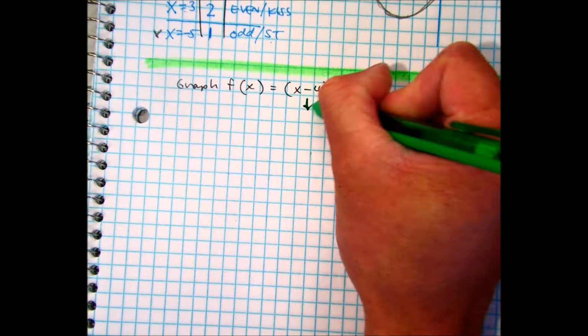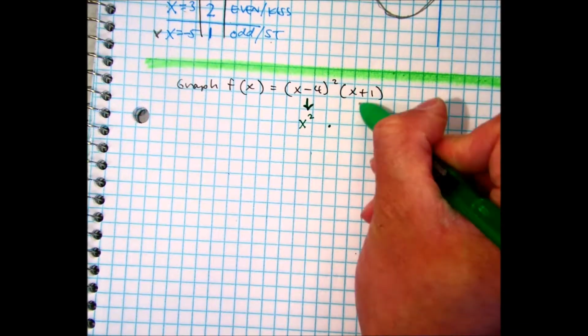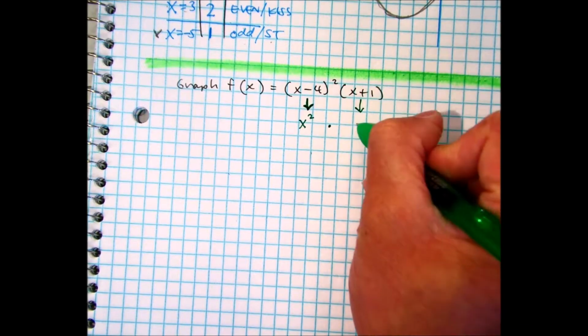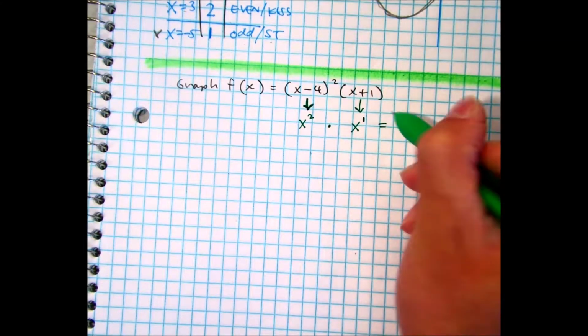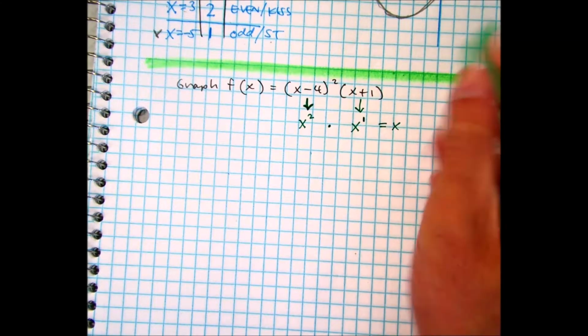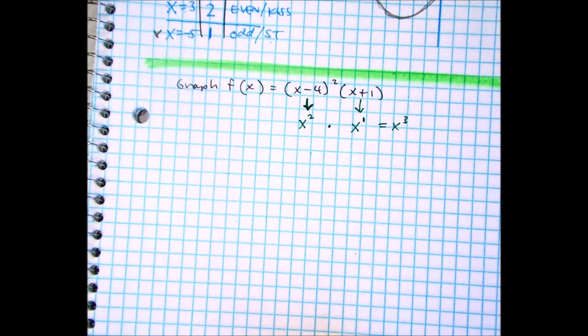Class, what's the highest degree for this one? 2. X squared. And this one will just be what? 1. X, or x to the first. And if you multiply, what do you get? 3. X to the third power. Which means, class, is that odd or even? Odd.